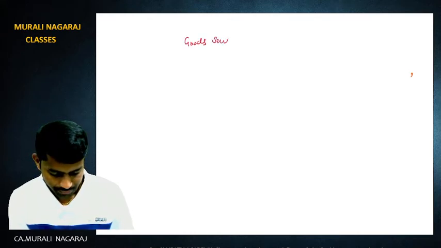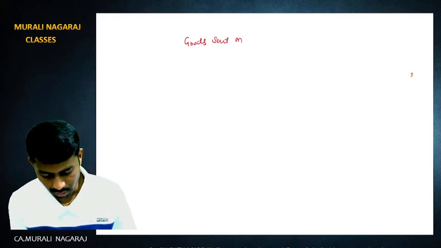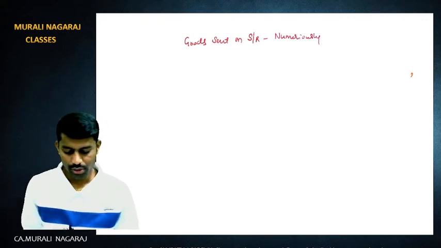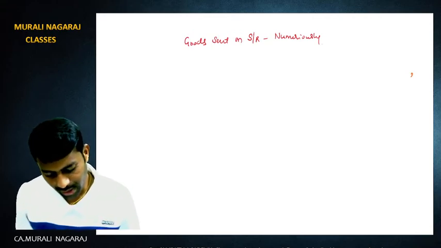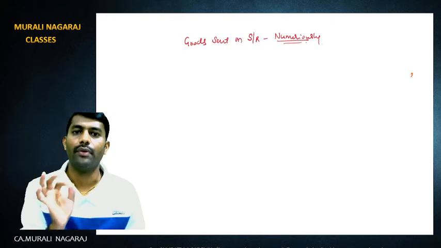So just listen. Thereafter I will dictate the notes. Goods sent on sale or return numerously. Correct? So now here, whenever a particular transaction volume is high, for that we will open subsidiary books.